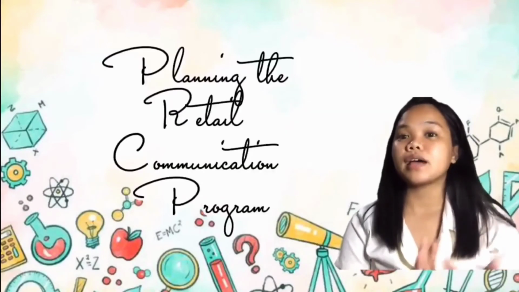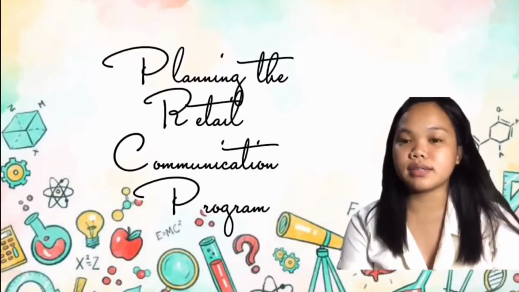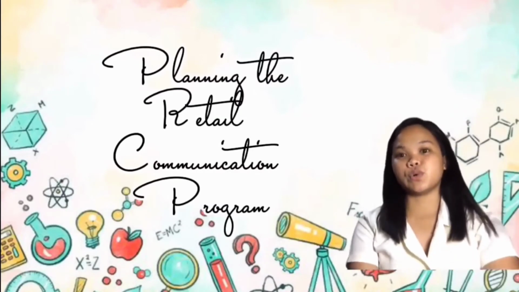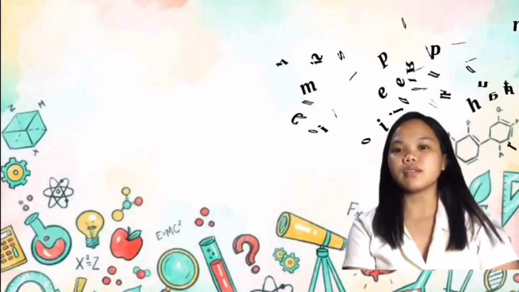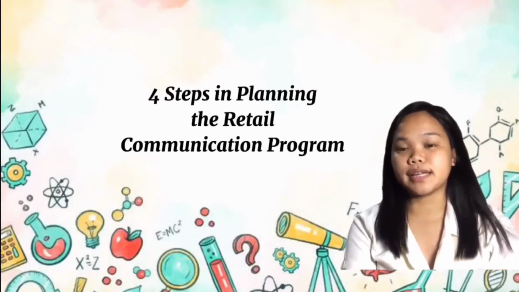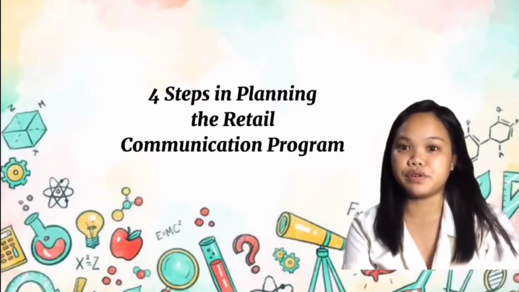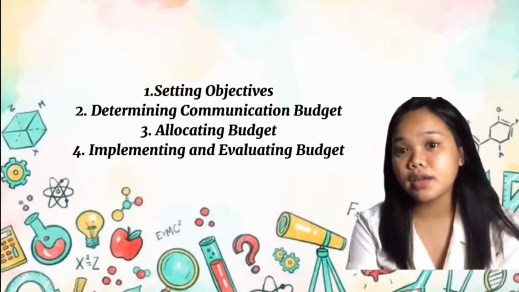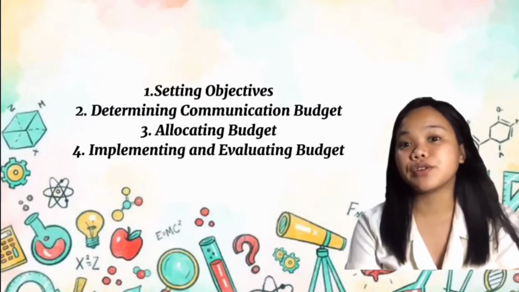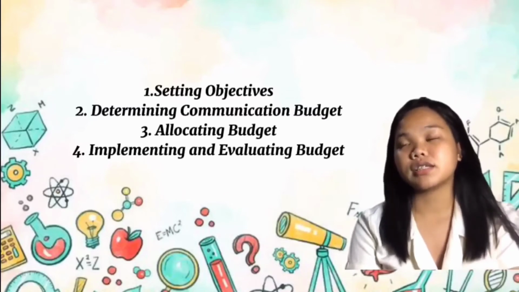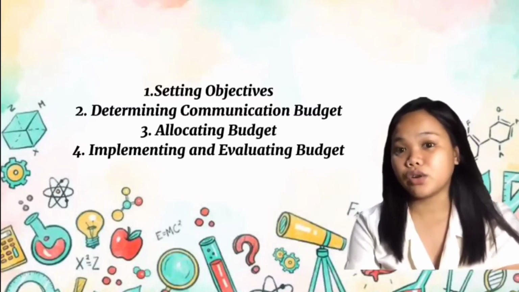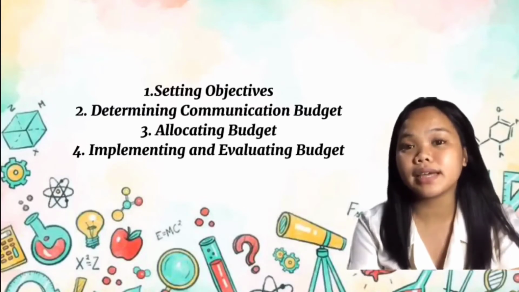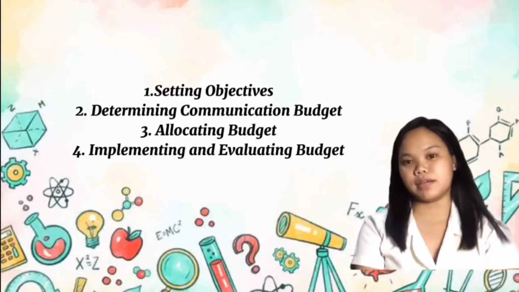I am going to discuss planning the retail communication program. So, let's start. There are four steps in the retail communication program. The first step is setting objectives. The second step is determining the communication budget. The third step is allocating the budget, and the fourth step is implementing and evaluating the budget.